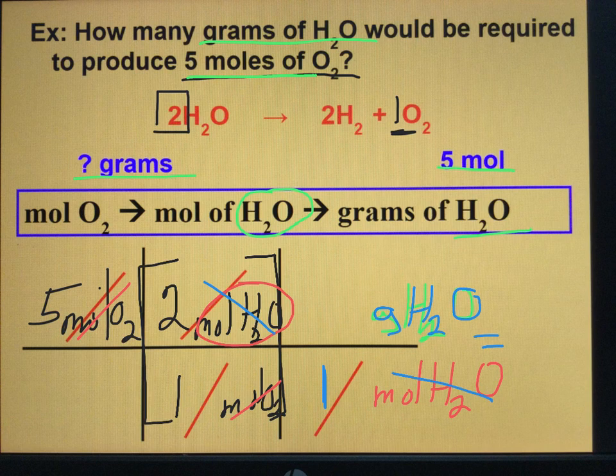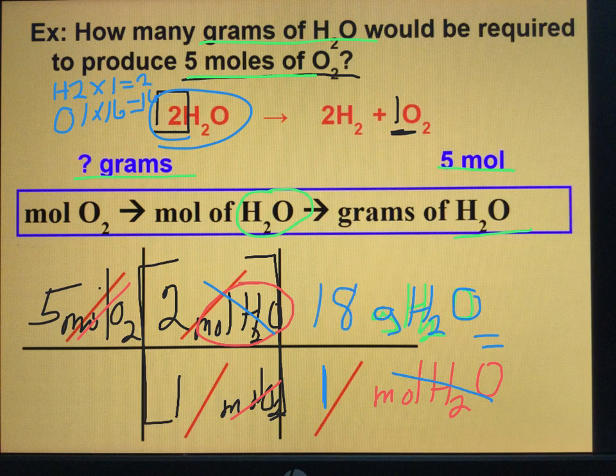So here for water, I have 2 hydrogen, I have 1 oxygen. You multiply times the mass. The mass for hydrogen is 1. Is going to give me 18 grams for your water.